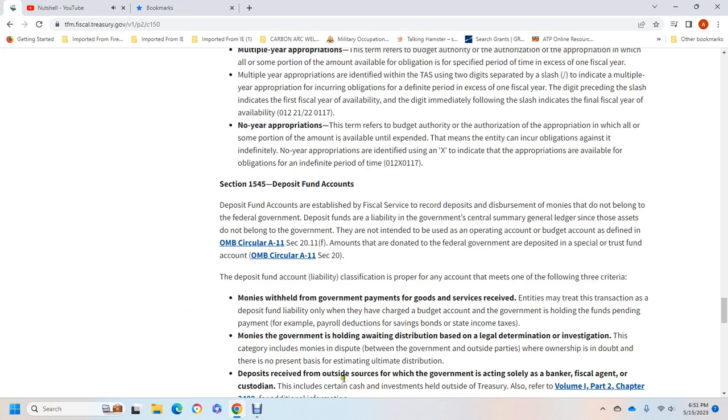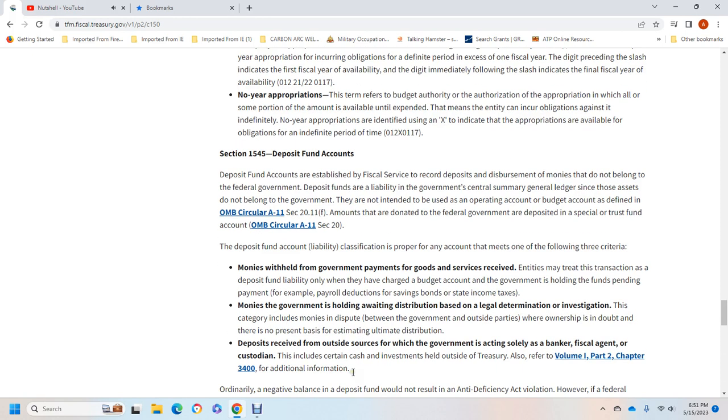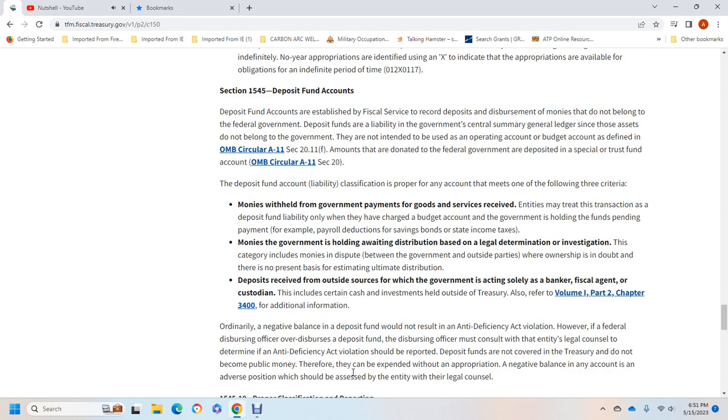This category includes money deposited between the government and an outside party where ownership is entitled, but there is no present basis for estimating the ultimate distribution. Deposits received from an outside source by the government, acting solely as the bank or official agent of the custodian, include certain encashment investments outside of the Treasury, as also referred to in Volume 1, Part 2, Chapter 3400 for additional information. An ordinary negative balance in a deposit fund would not result in any Anti-Deficiency Act violation.